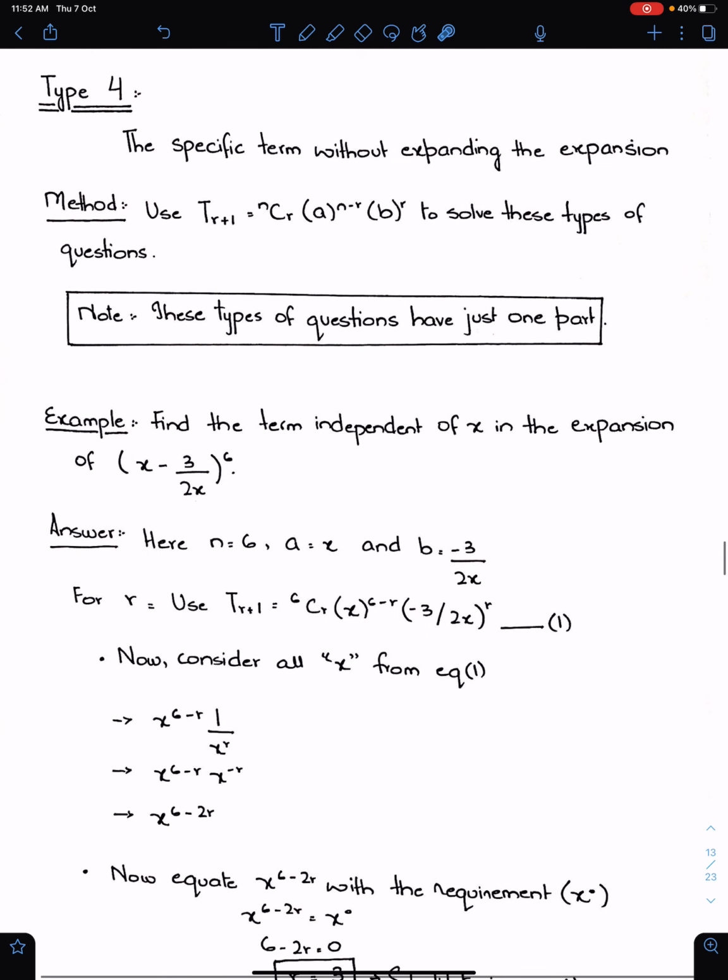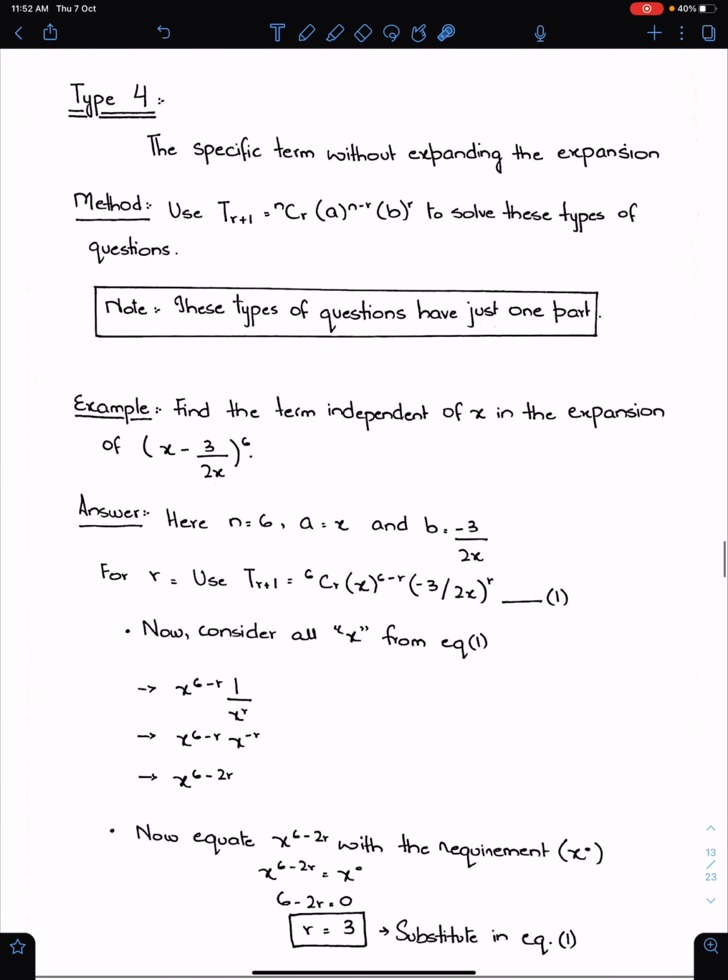Type 4 question. The specific term without expanding the expansion. This is the type 4 question. We always solve this type with the help of this formula. These types of questions have just one part, like this thing. Find the term independent of x in the expansion of.